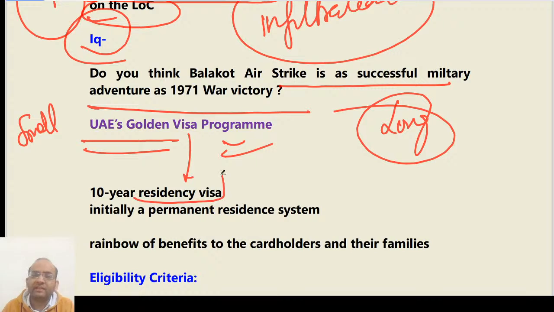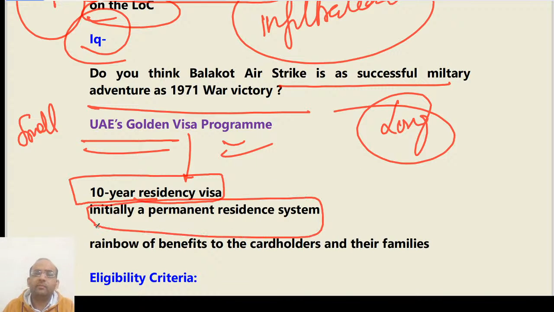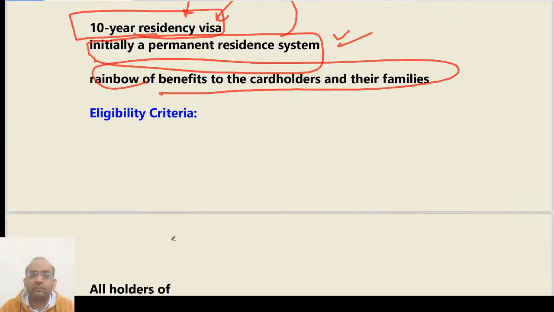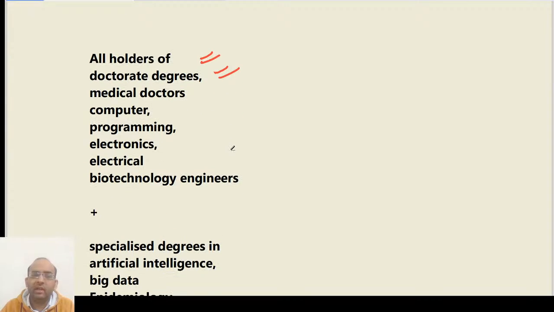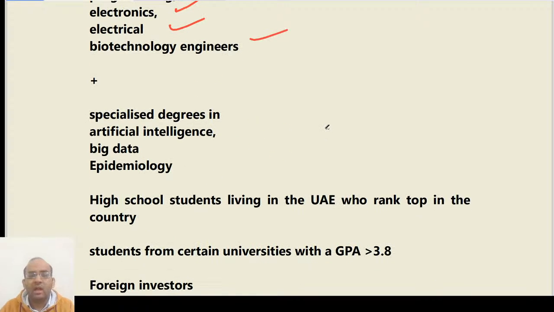It would provide a 10-year residency visa to certain people. Who are those people? I will let you know. Initially, by 2019, the UAE thought that it would provide permanent residency to a certain class of people, but later on it changed its mind and reduced it to 10 years, and it provides quite a few benefits to the cardholder and their families. It would be provided to all holders of doctorate degrees in medicine, computer programming, electronics, electrical, and biotechnical engineers, and also those who have degrees in artificial intelligence, big data, epidemiology.